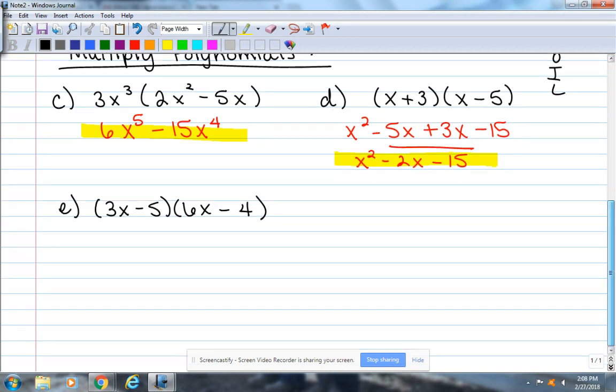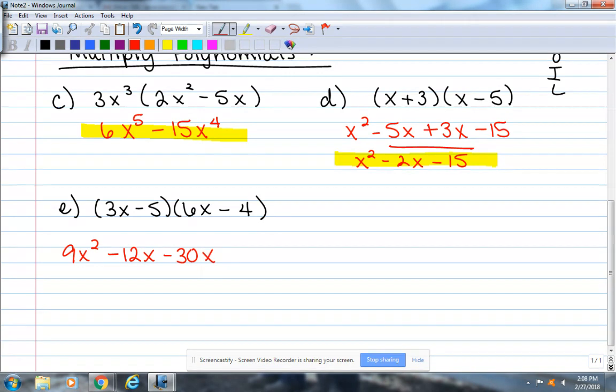3 times 6 is 18, so 3x times 6x is 18x squared. X times x is x squared. Y'all with me there? And then you multiply what? 3x times negative 4 is negative 12x. And then the two inside terms. Negative 5 times 6x is negative 30x. Negative 5 times negative 4 is 20.